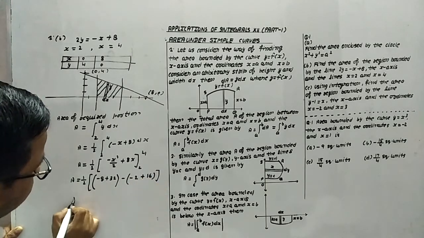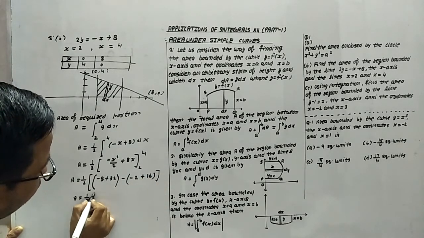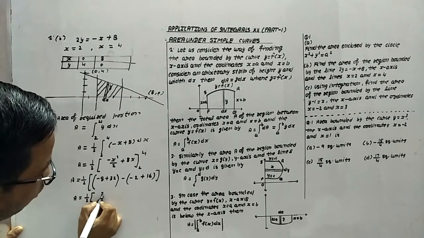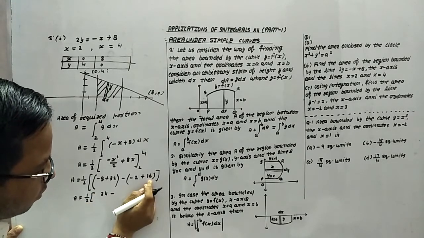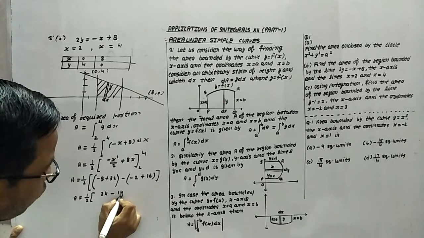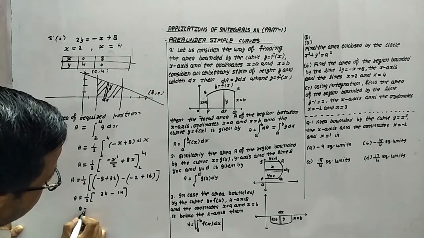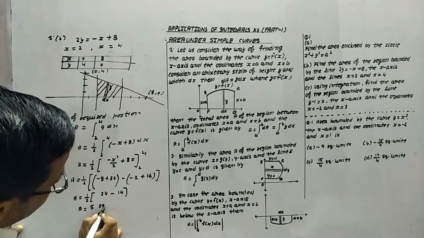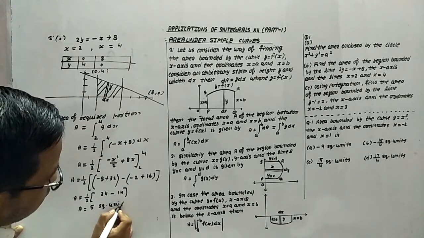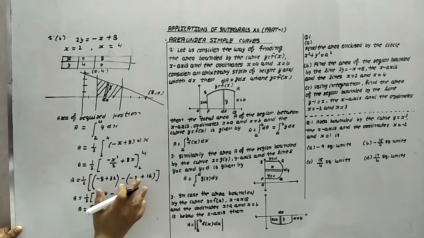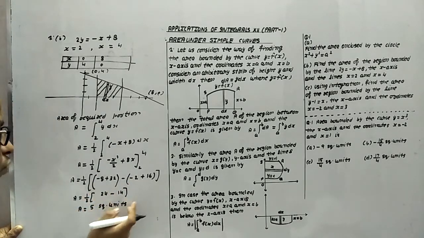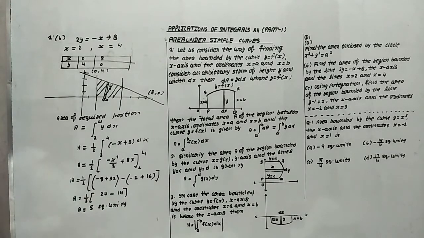It means A is equal to half of 32 minus 8, which is 24, minus 14. 24 minus 14 means 10. It means the area is equal to 5 square units, and this is the answer. Look at this thing: this is minus 14 and this is 24. It means the area of this figure is 5 square units. Now let's start the solution of the C part.